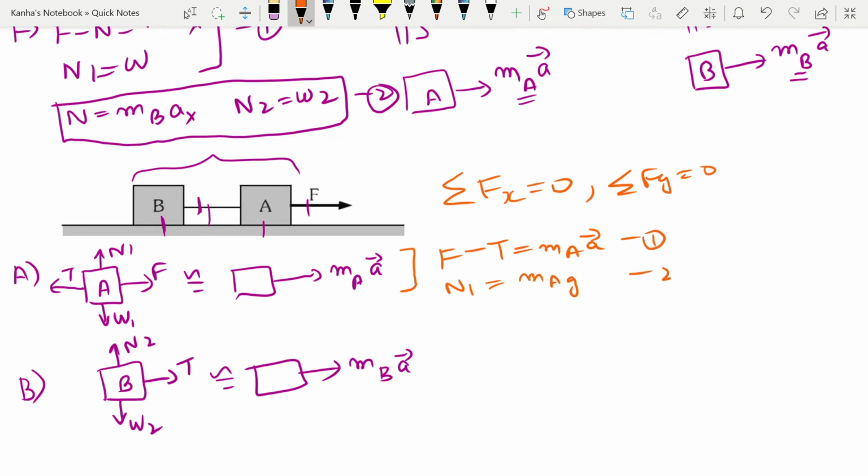Similarly, for the second block, I can write these equations down. So I have T is equal to MB a, and I have N2 is equal to MB g.